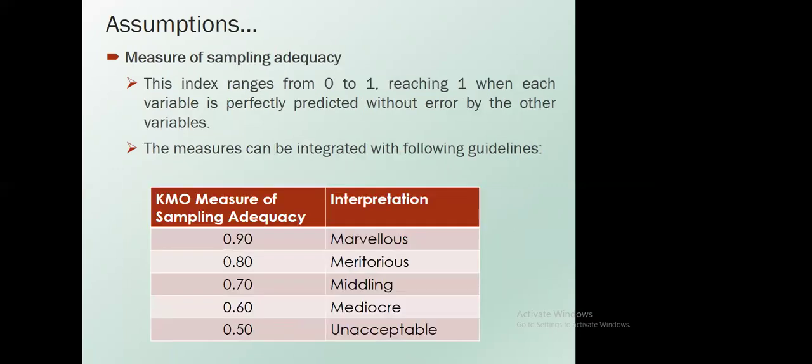Now, one more measure which is performed along with Bartlett's test of sphericity is known as the KMO measure of sampling adequacy. This also checks whether your data is suitable for factor analysis or not.